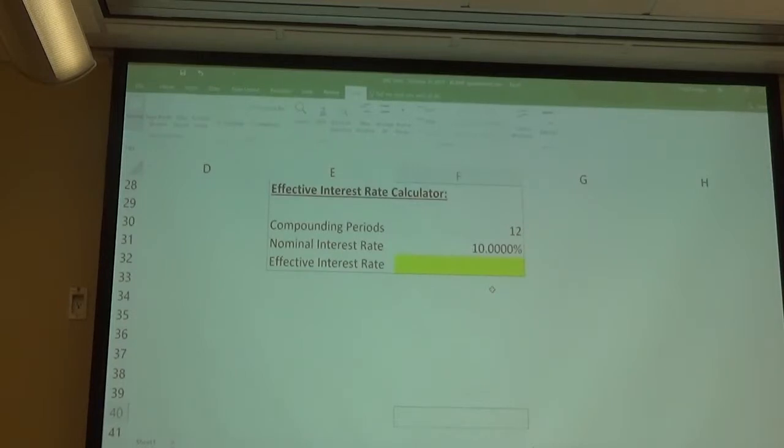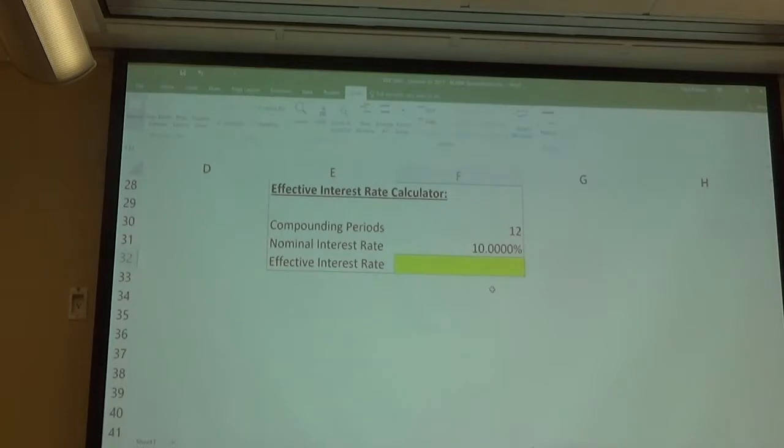On this little spreadsheet, the last little thing that we've got here is the effective interest rate calculator. So this is something that in the finance class we were actually talking a little bit about today. And that is, what is your effective interest rate assuming different compounding periods? So in this case, if we've got 12 compounding periods, meaning monthly compounding, and we have a stated or nominal interest rate of 10%, what does that mean our effective interest rate is going to be?